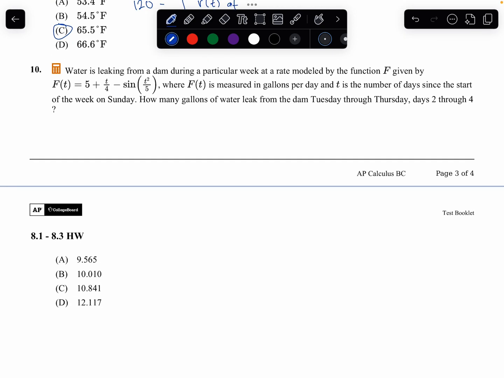All right. Water is leaking from a dam during the particular week at a rate modeled by the function f given here, where f of t is measured in gallons per day and t is the number of days since the start of the week on Sunday. How many gallons of water leak from the dam Tuesday through Thursday, days 2 to 4? So I think here we can just do the integral from 2 to 4. Since I don't think it's concerned about the initial, it doesn't even give us an initial value of f of t dt. I think we can just do that right there.